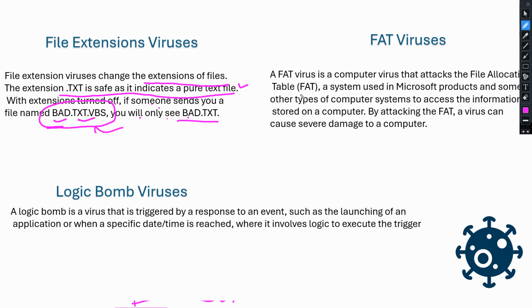Okay, let's talk about the FAT viruses. FAT is the file allocation table. A FAT virus is a computer virus that attacks the FAT, a system used in Microsoft products and some other types of computer systems to access the files stored on the computer. By attacking the FAT, a virus can cause serious damage to the computer. I hope you are aware of these file allocation tables. This is a specific type of virus made to attack the file allocation table.